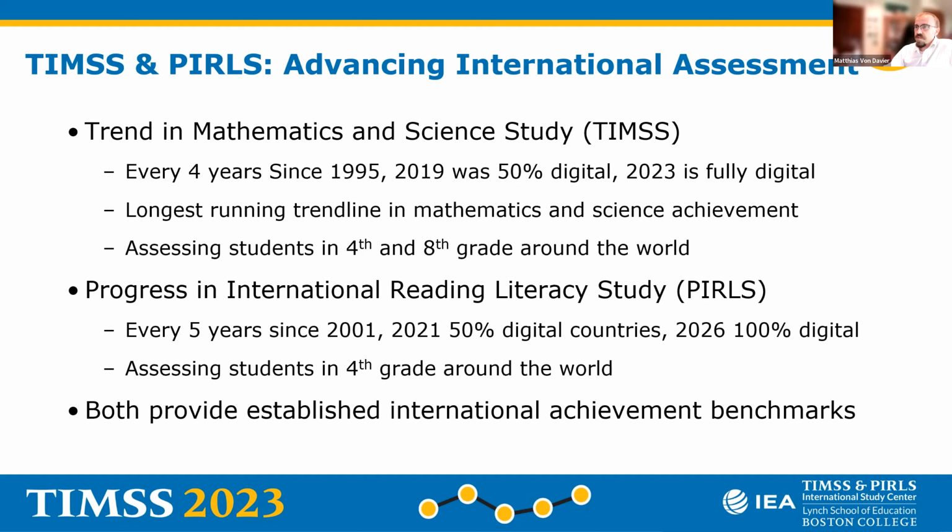PIRLS is the Progress in International Reading Literacy Study, happening since 2001, every 5 years. Again, we have a longer transition into the digital world, but by 2026 we should be fully digital. It might seem slow to some because many other testing programs are already fully digital, but the reason is that many countries are not prepared or prefer not to move to digital assessment and are a little bit reluctant, so they essentially try to wait for the early adopters, to see whether it would work. But I think we by now have pretty good support that this actually works well, even though it's a lot of work, of course. PIRLS assesses fourth grade.